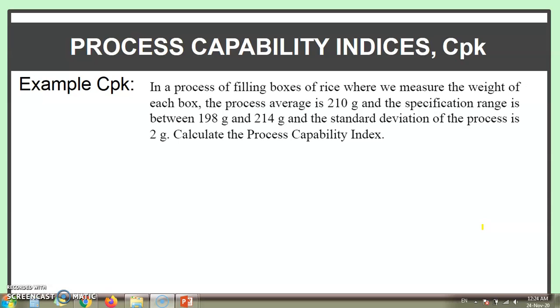In a process filling boxes of rice, where we measure the weight of each box, the process average, that means the average weight of the rice, is 210 gram. The specification range is between 198 gram and 214 gram. This is the specification limit of your customer, and the standard deviation of the process is 2 gram. That means the sigma. Calculate the process capability index.